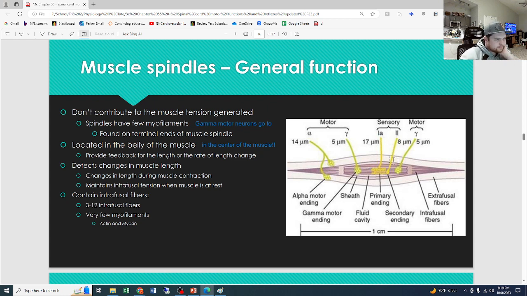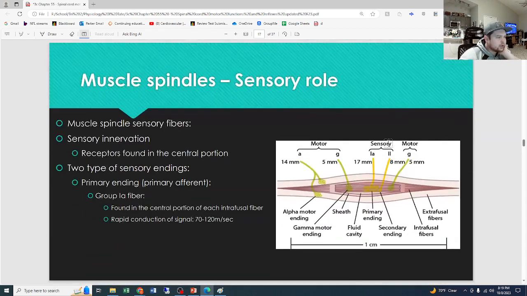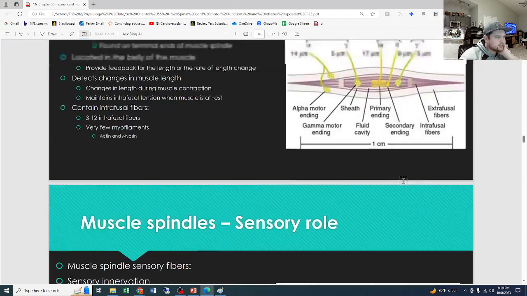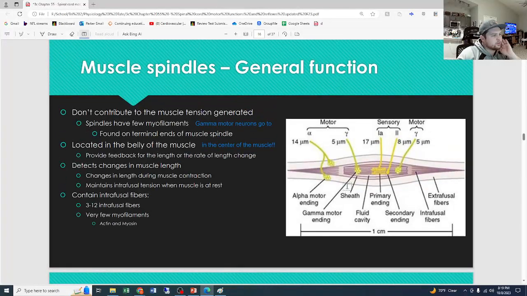afferent nerve ending. We don't talk a lot about that in this class. We'll touch on it in a couple of different places. If your professor goes deeper into wanting you to remember that, then go ahead and do that.